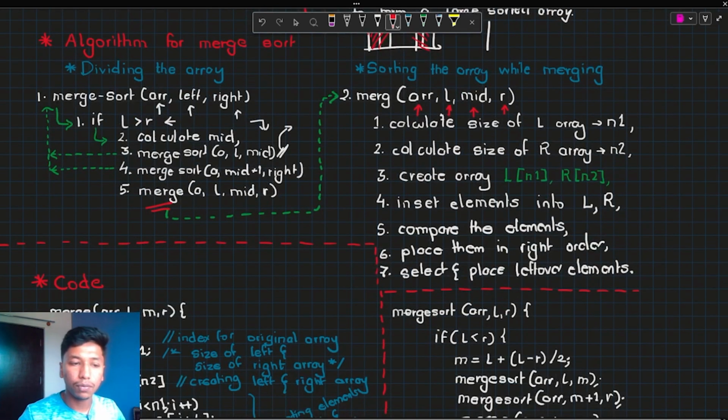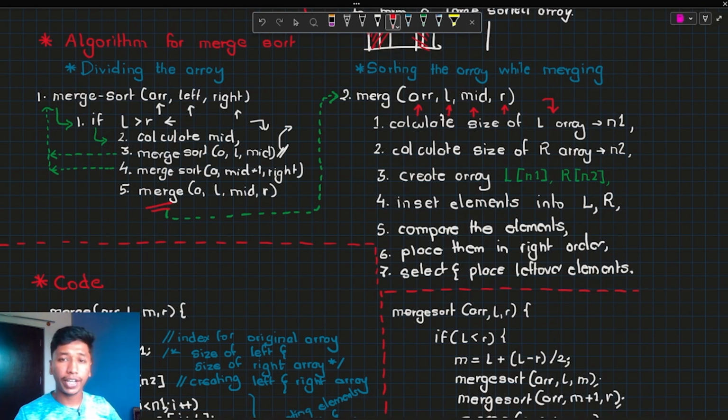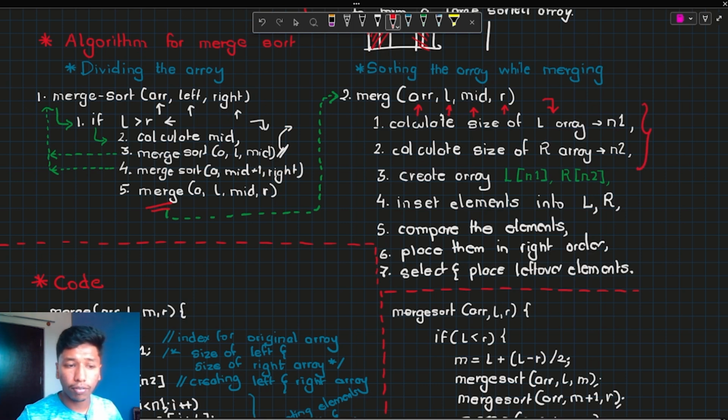Now what happens here is we'll first calculate the size of the left array and the right array, because we have to create a temporary variable which will be storing the left array and the right array. So we'll be calculating the size of the left array and the right array, and we'll be creating a temporary array to store all the elements. Once we're done with this, we'll start to insert the elements into the left and right array. Then we'll compare the elements.